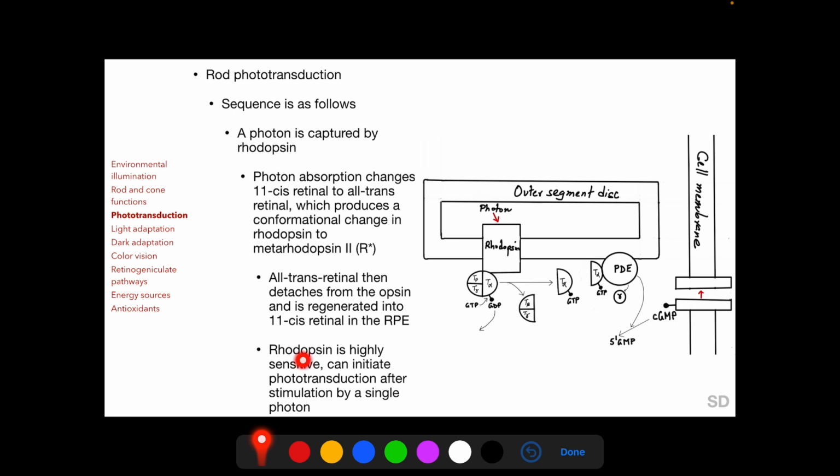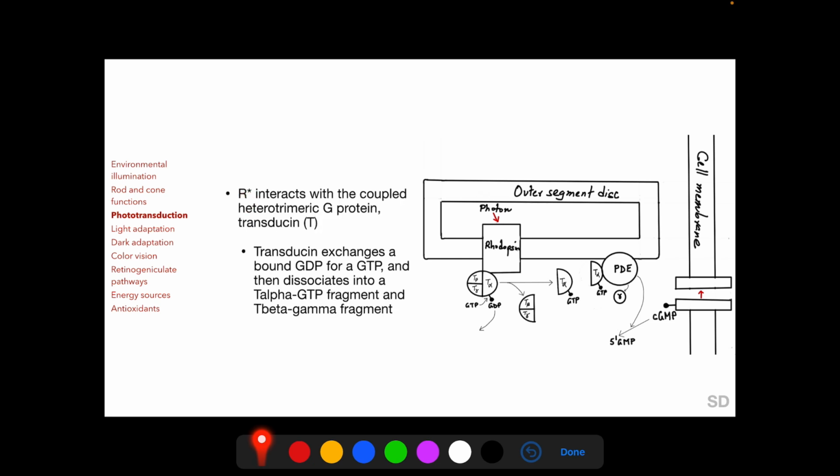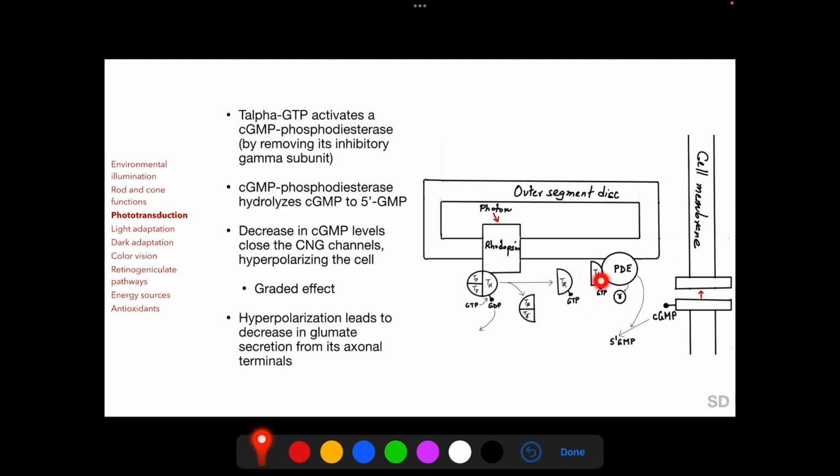As we have mentioned, rhodopsin is highly sensitive to photons, and a single molecule of rhodopsin can initiate the phototransduction sequence after stimulation by a single photon. Metarhodopsin 2 then interacts with the coupled heterotrimeric G protein called transducin. Transducin exchanges a bound GDP for a GTP and dissociates into a T-alpha GTP fragment and a T-beta gamma fragment. The T-alpha GTP then activates a cGMP phosphodiesterase by removing its inhibitory gamma subunit. This cGMP phosphodiesterase hydrolyzes the cyclic GMP, which gates the CNG channel, into 5'-guanosine monophosphate.